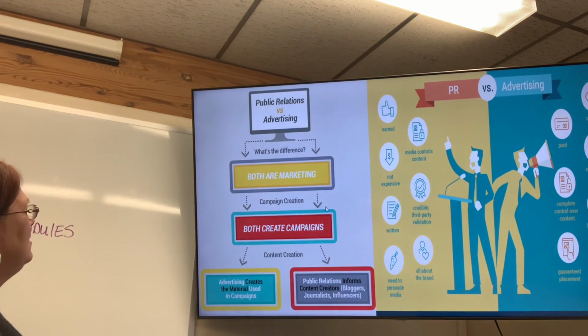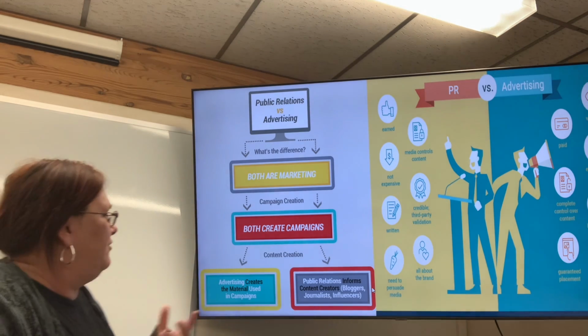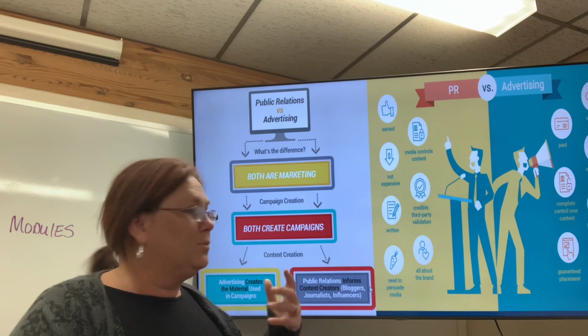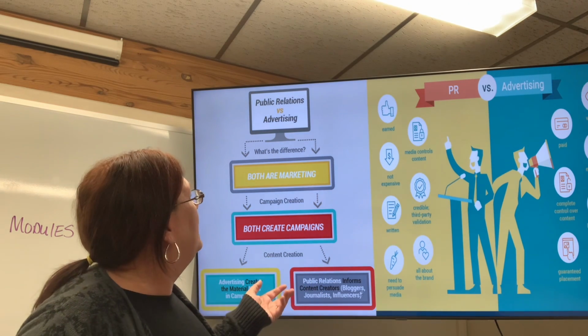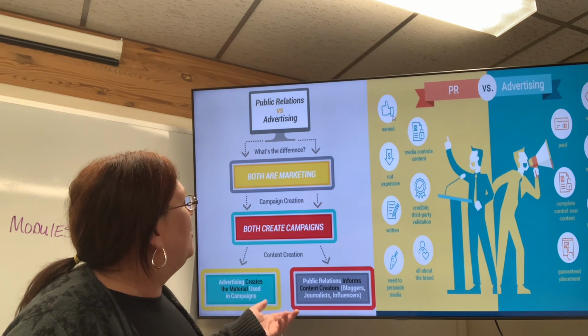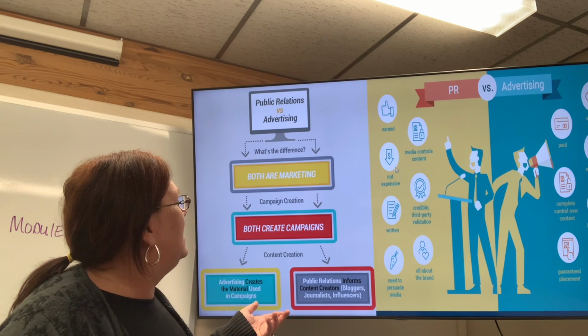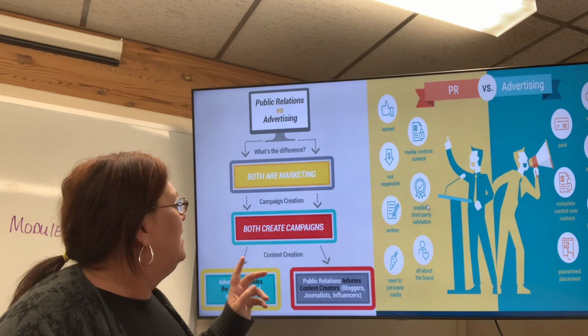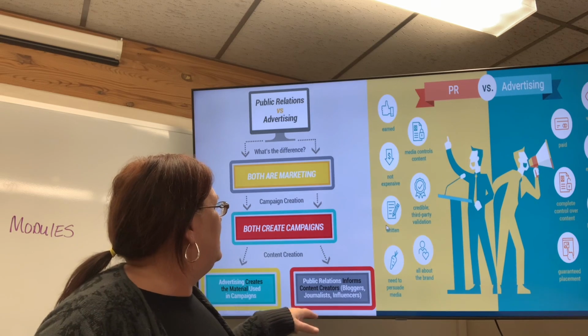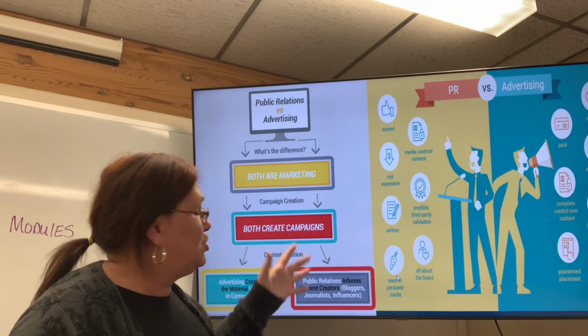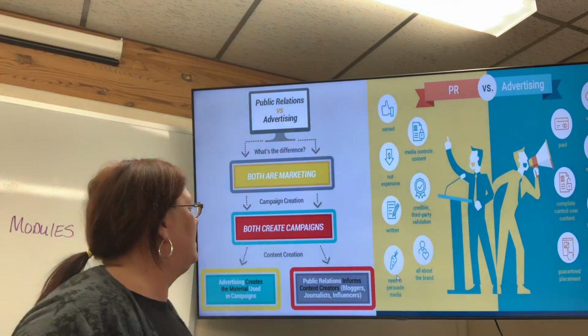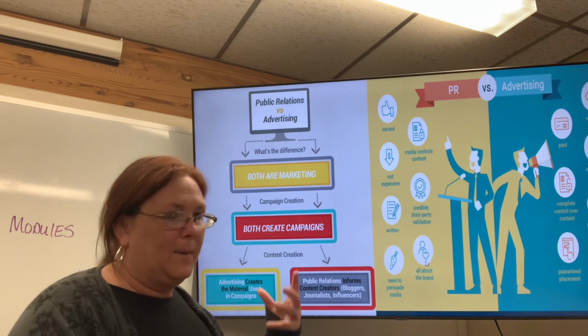Again, just cute little graphics, I guess, on the differences here. Again, we have advertising creates the material, public relations informs. We're going to build relationships and inform. Again, PR, we've earned it. Media controls content, not expensive. We've got validation. It's written, needs to persuade. We've got to get them to do something. And it's all about that brand.